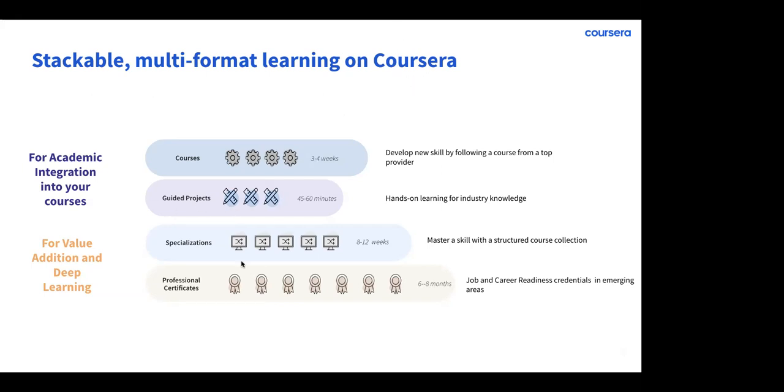And then for deeper learning, we have what we call specializations and professional certificates. Specializations and professional certifications are basically a group of courses. So, for example, if one student wants to dive deeper into a particular topic and they want to deep skill themselves, let's take example of Python. Then we have a specialization called Python for Everybody by University of Michigan, which is a combination of 4 to 5 courses. And when the student takes up all of these 4 to 5 courses, they get deep knowledge of that subject.